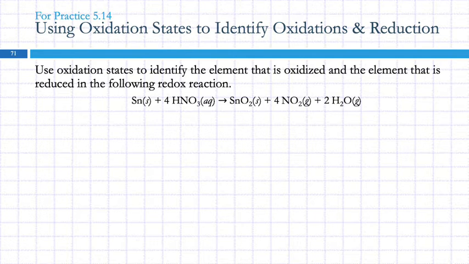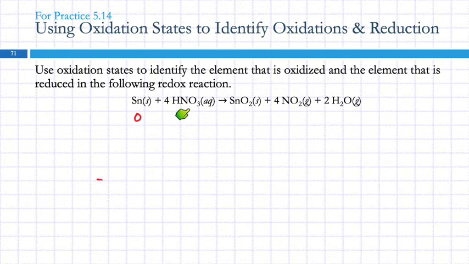Use oxidation states to identify the element that's oxidized and the element that's reduced in the following redox reaction. So we're going to go through and we're going to assign oxidation states to each element. So here we have tin. What's the oxidation state? 0, just an element.